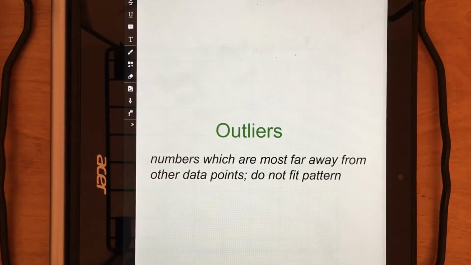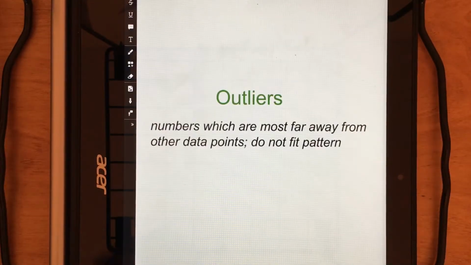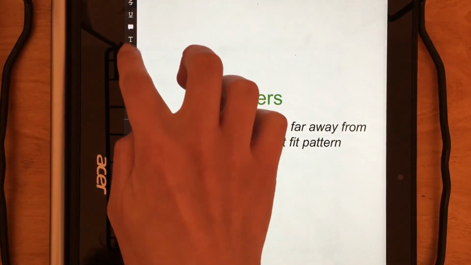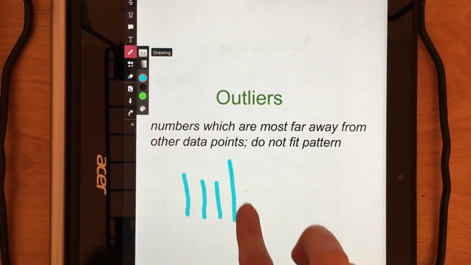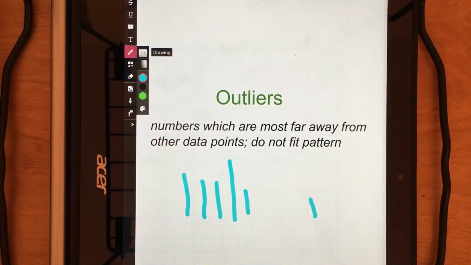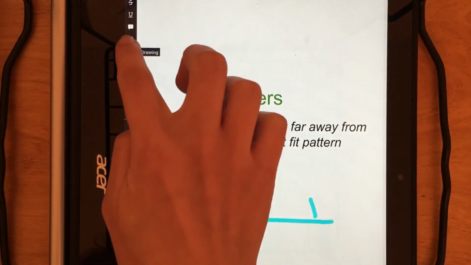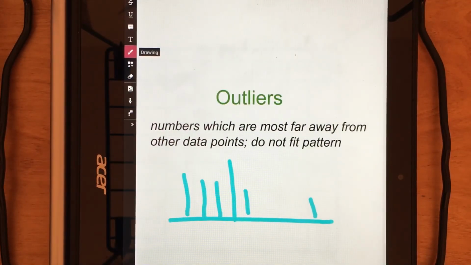Last thing, again something you already know, is outliers, which are numbers which are the farthest away from other data points, and they don't really fit in the pattern. So we'll see that, if you saw that in the penny stuff, where, say we have a graph here, here's all of our things, and then we get one way over there. So you have one bin over there. So that's kind of an outlier, something that doesn't really fit with everything else. Okay, so make sure you took some notes here, and you can go back and watch this video if you need to.